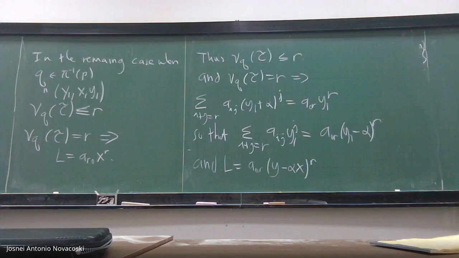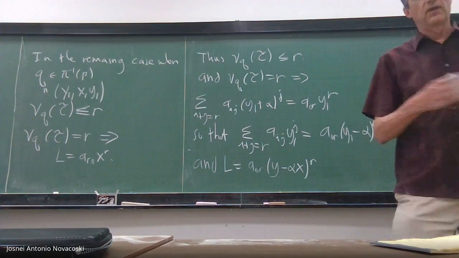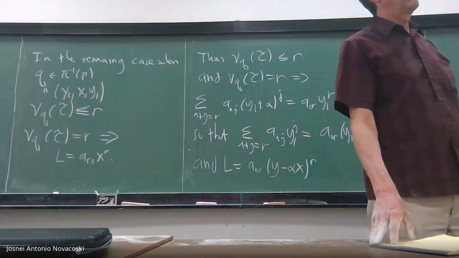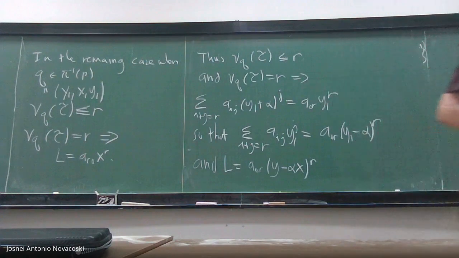You take the strict transform. But it gets more complicated, keeping track of what's going on. And then eventually when you get to the general case, it's much more.